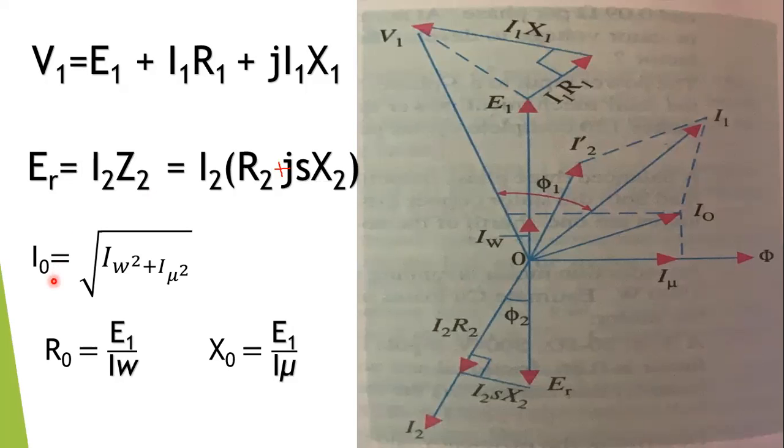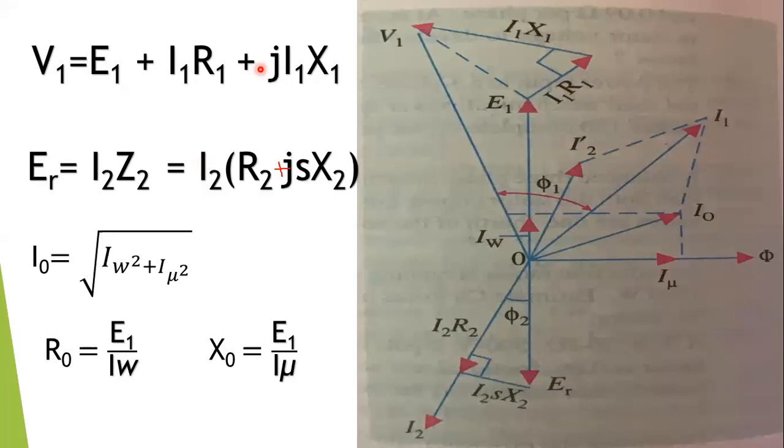And this is the no load primary current I0. It is resolved into two components: the working current component IW and the magnetizing current component I mu, with I0 squared equal to IW squared plus I mu squared, right? And this is R0, the no load resistance. R0 is equal to E1 by IW, X0 is equal to E1 by I mu. So these are the equations. From these equations I have to draw the vector diagram now.